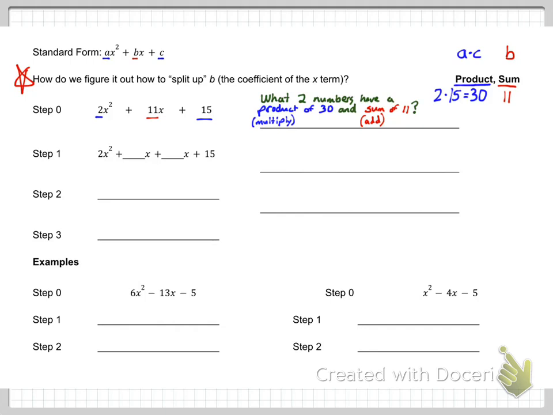Now, if you're having trouble figuring that off the top of your head, that's okay. What I would recommend doing is starting to write down the factors.